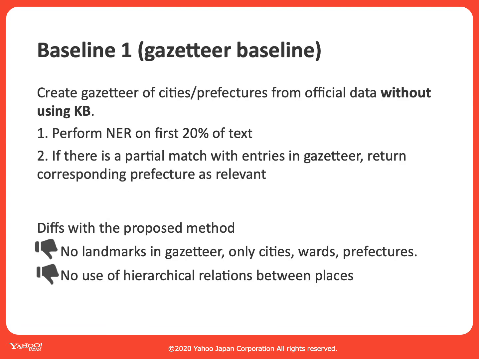For comparison, we created two baselines. The first baseline is based on Gazetteer. We create Gazetteer of cities and prefectures from official data without using the KB. We simply perform named entity recognition on the first 20% of the text, and if there is a partial match with entries in the Gazetteer, we return corresponding prefectures as relevant. The differences between this baseline and the proposed method are that there are no landmarks in the Gazetteer and only cities, towns, and prefectures, and there are no use of hierarchical relations between places.